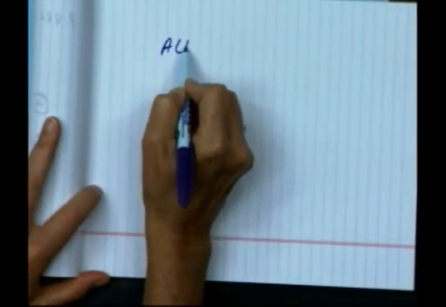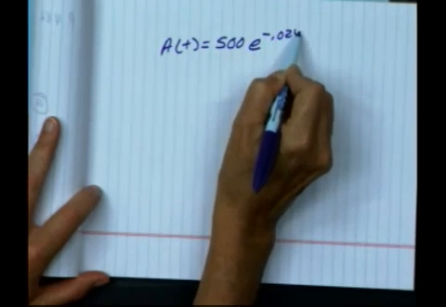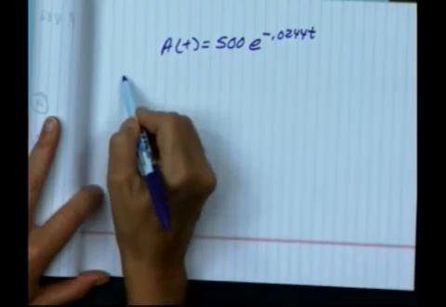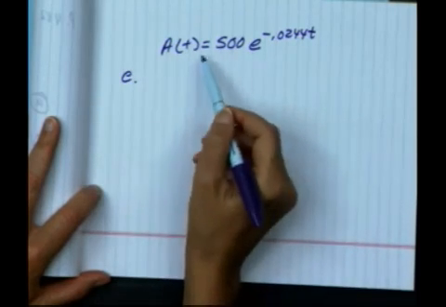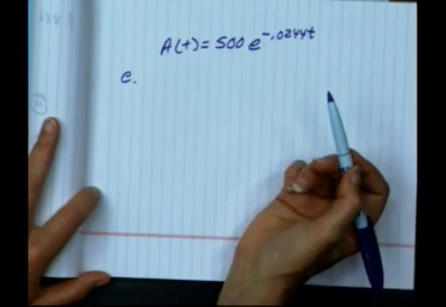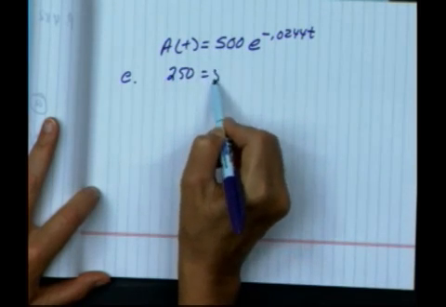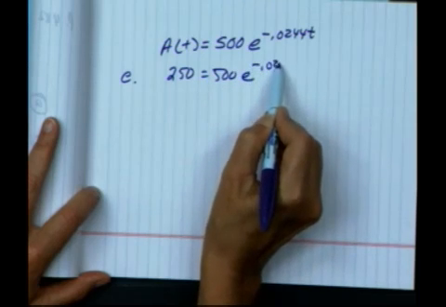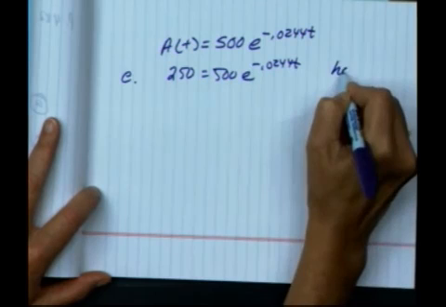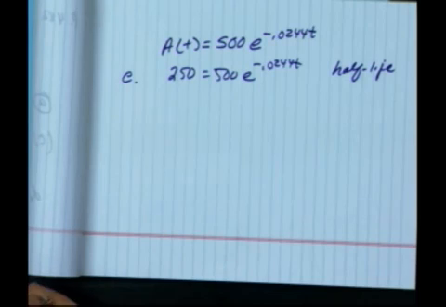E says, what is the half-life? So you have A of t equals 500 e to the negative 0.0244 t. And the question is, what is the half-life? Half-life means when will you have half this amount? What are you going to do, everybody? Put 250 for the future amount. Half the amount equals 500 e to the negative 0.0244 t. Half-life. I'm not going to finish that. Just make sure we can set it up. All right, everybody got it?